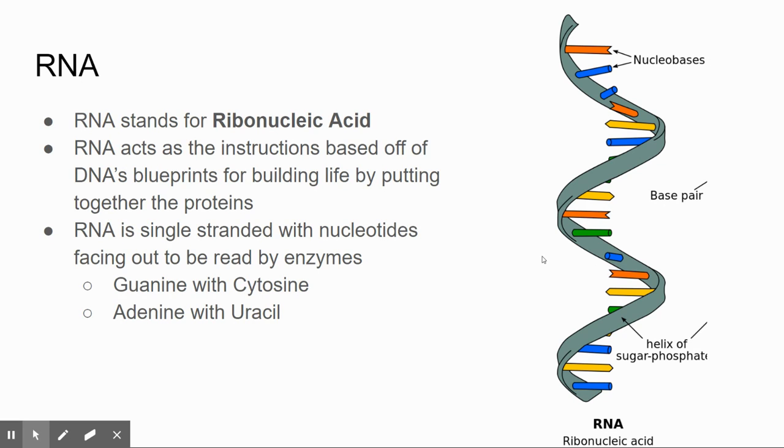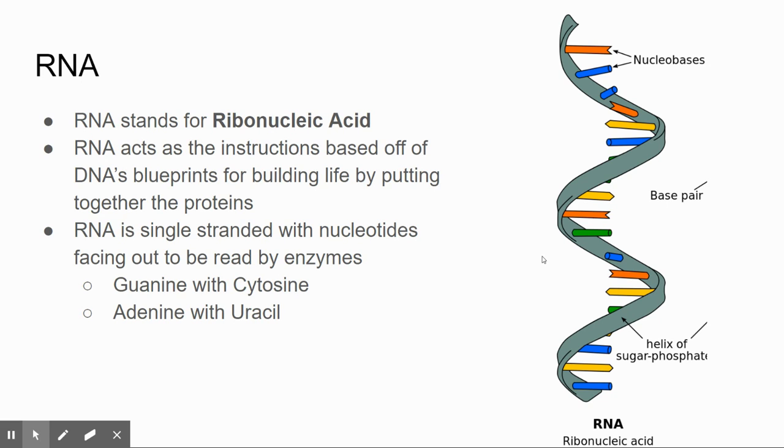RNA stands for ribonucleic acid. The ribo refers to the ribose that the backbone is made of. RNA acts as the instructions based off of the DNA's blueprints for building life by putting together the proteins. Basically, our DNA cannot leave the nucleus where all of this information is stored. RNA makes a copy of different segments of the DNA. It can leave the nucleus.